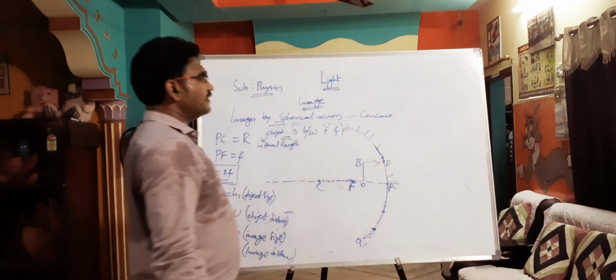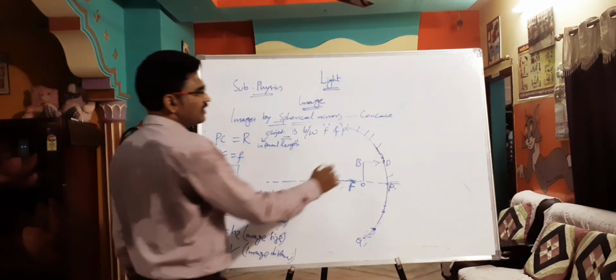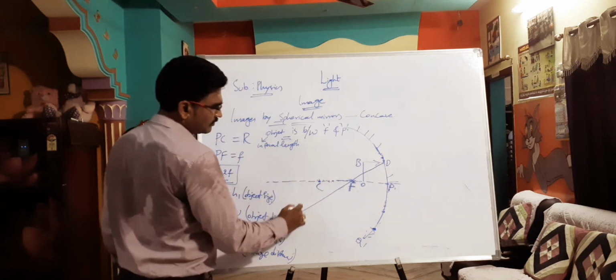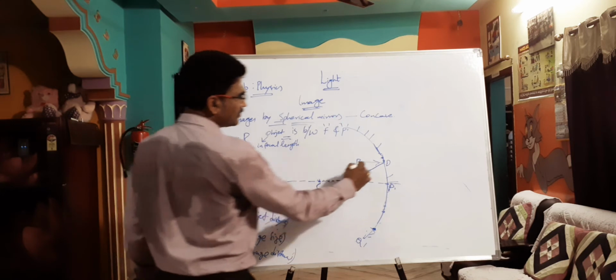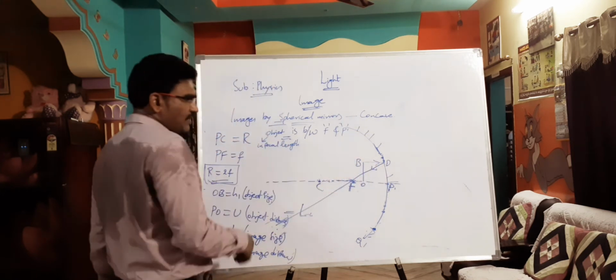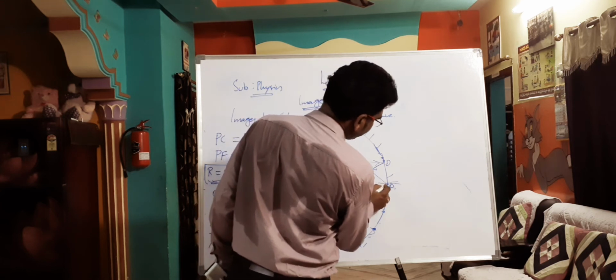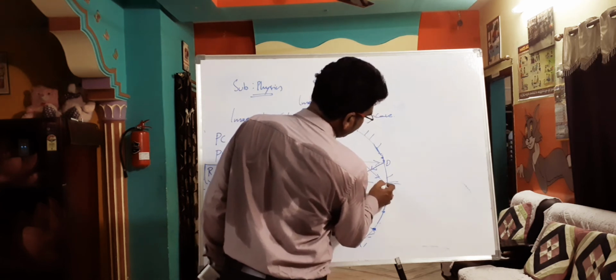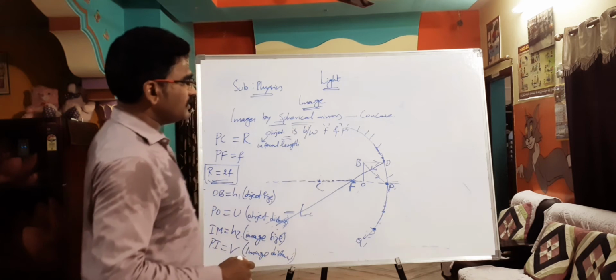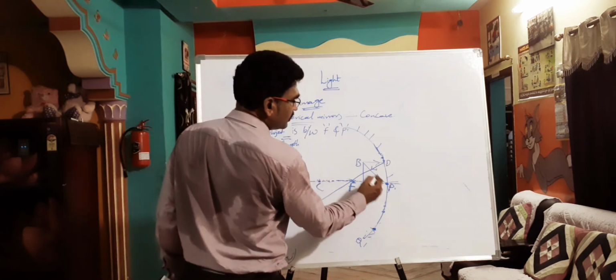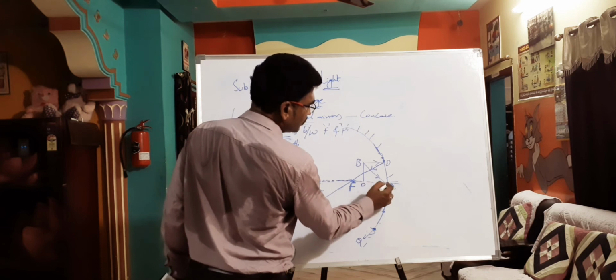One incident ray which is parallel to the principal axis, how will it reflect? It will reflect like this. It will pass through the principal focus. Another light ray I am taking. It is falling at the pole. Now this is the incident ray. You want to draw the reflected ray.